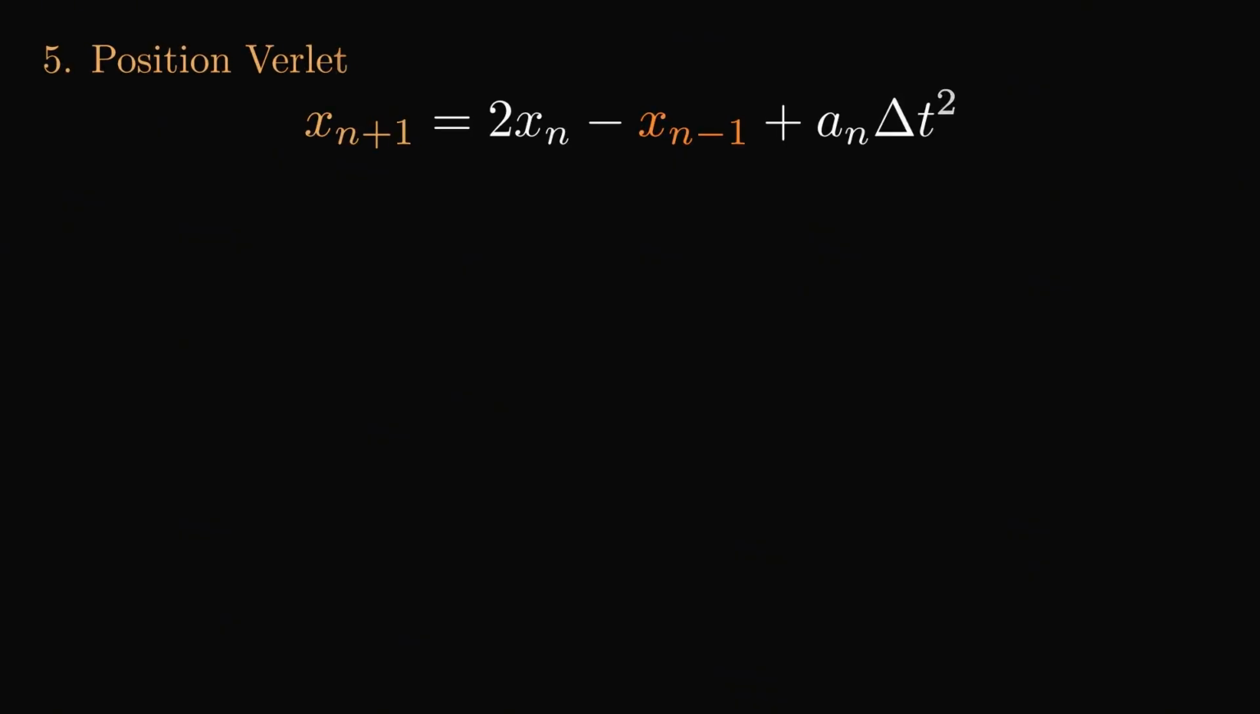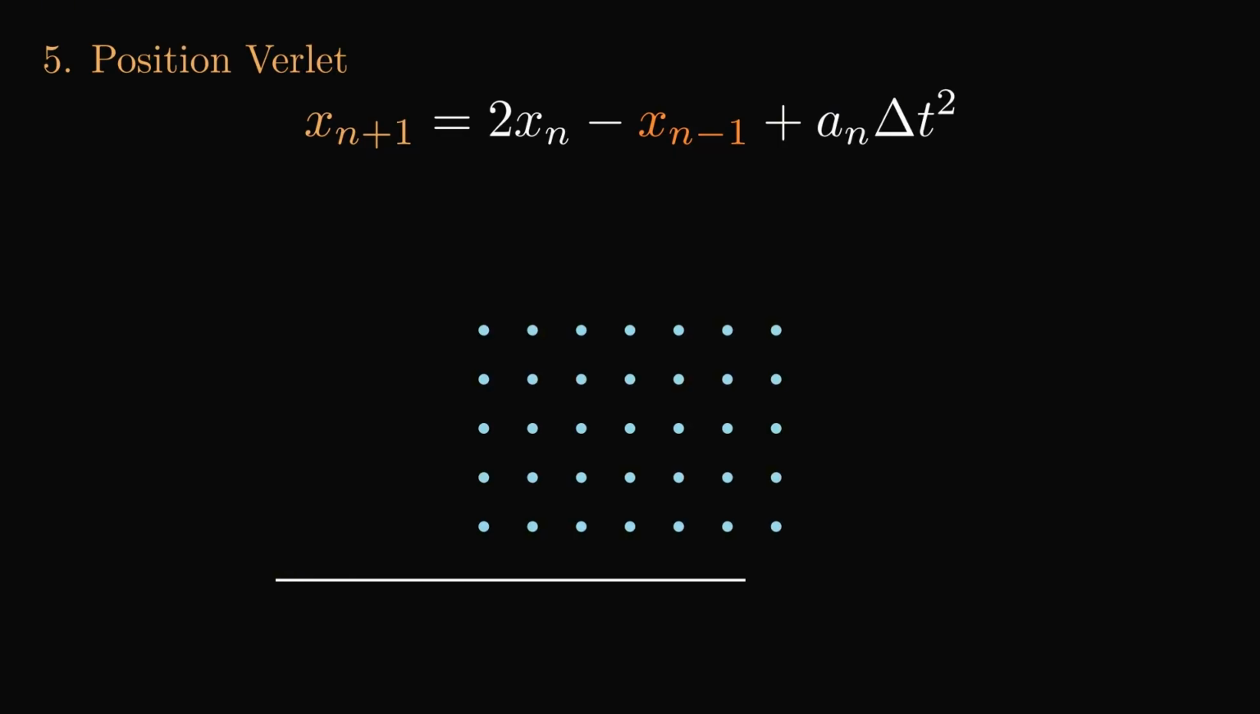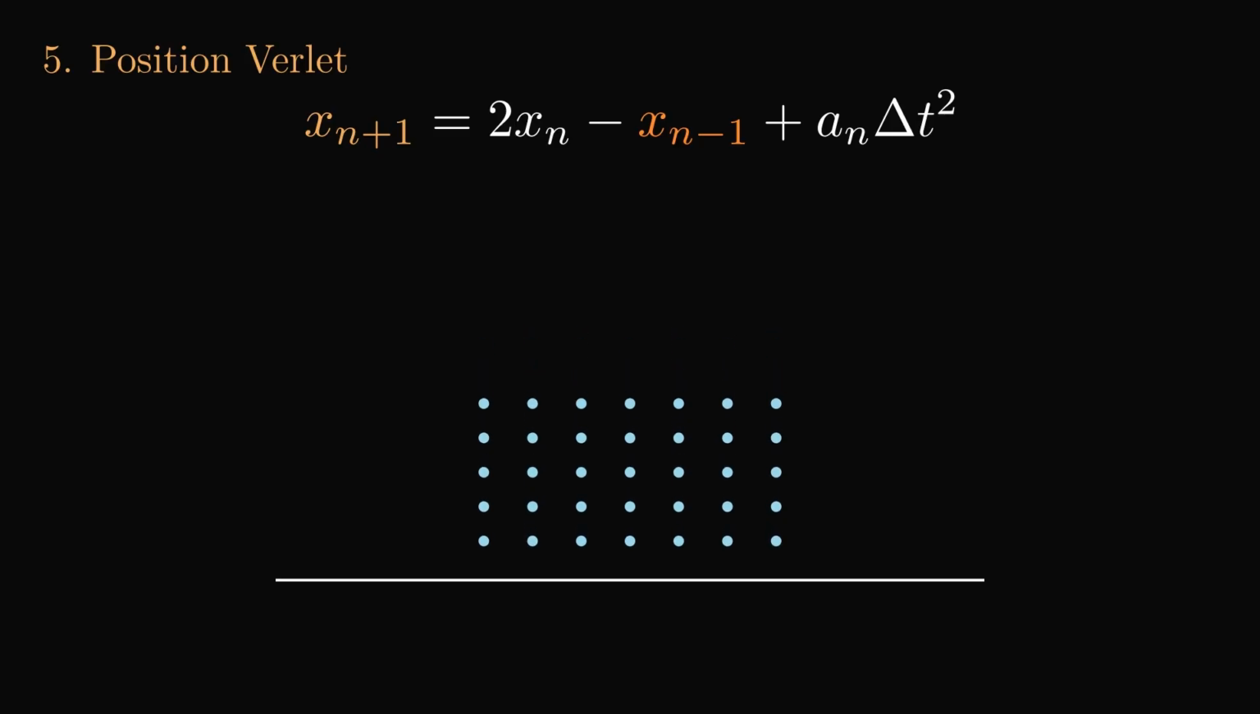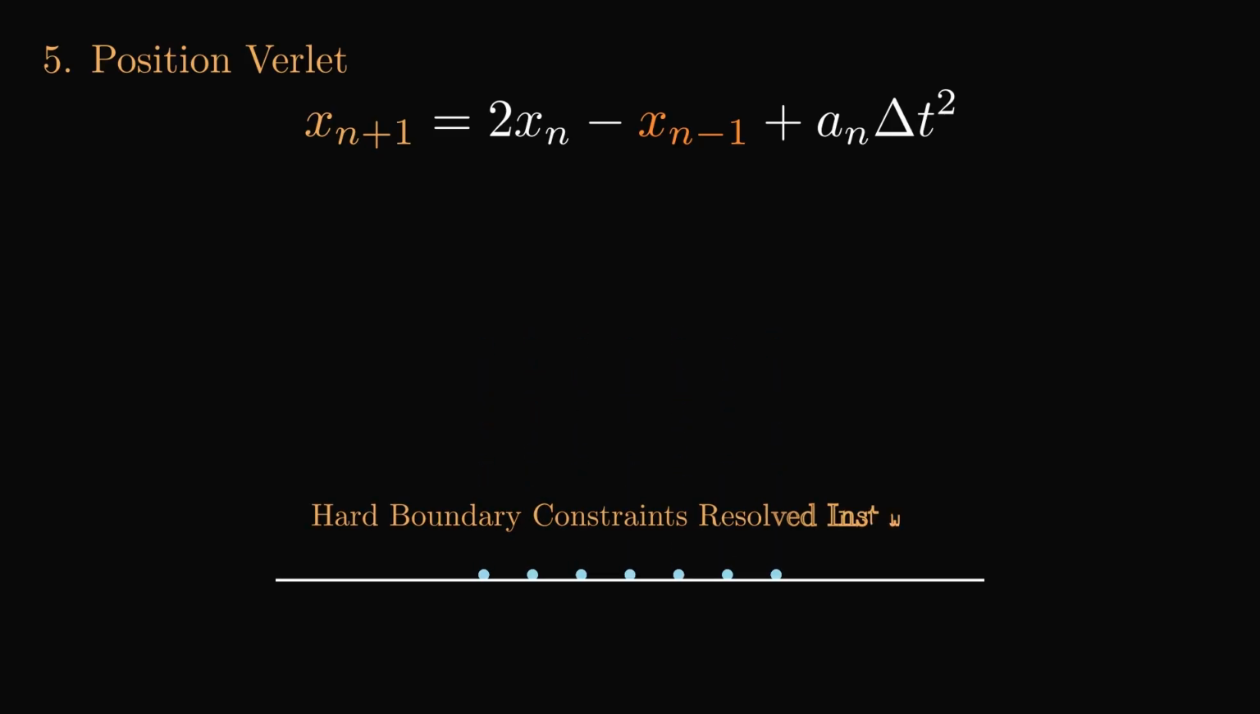But what about cloth, ropes, or ragdolls? For that, we throw out velocity entirely and use position Verlet. It derives motion purely by comparing where a particle is now to where it was in the previous frame. Because there is no velocity variable to break, you can instantly smash objects into hard boundaries and resolve constraints perfectly.